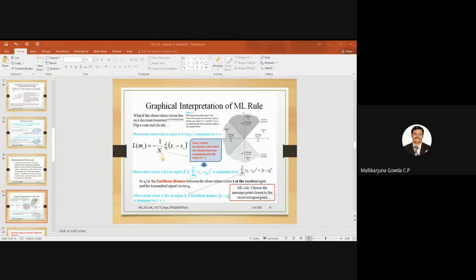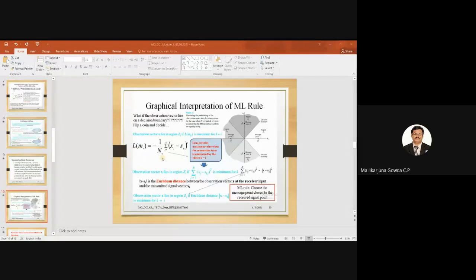So this has to be minimum. This has to be minimum means the observation vector x lies in the region zi if the Euclidean distance is minimum for k equal to i. So what this maximum likelihood rule says is choose the message point closest to the received signal point. Then I will be able to estimate properly the transmitted symbol, which is equal to the received one.